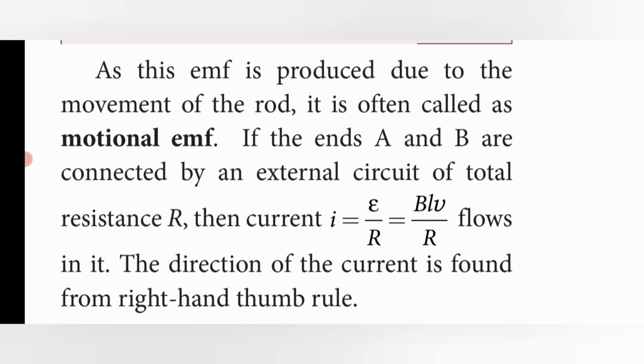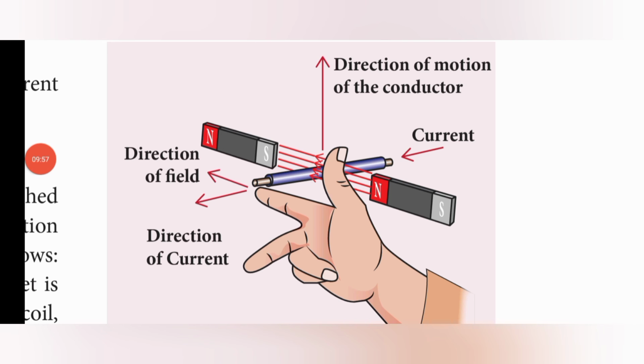Now we are going to see the right hand rule. In Fleming's right hand rule, three fingers, the forefinger, middle finger and thumb, are mutually perpendicular to each other. The thumb represents the direction of motion of the conductor, the forefinger represents the direction of the magnetic field, and the middle finger represents the direction of the current. This is called Fleming's right hand rule.